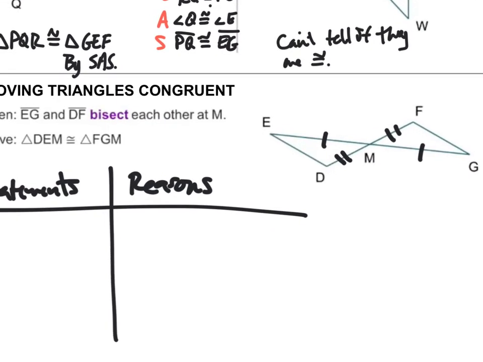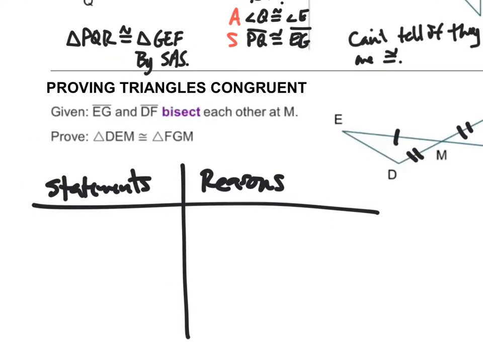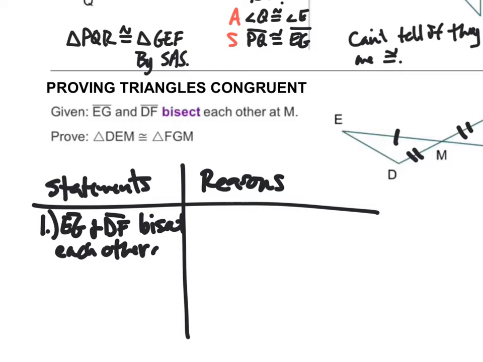So what I've got is that EG and DF bisect each other at point M. That's given to you.